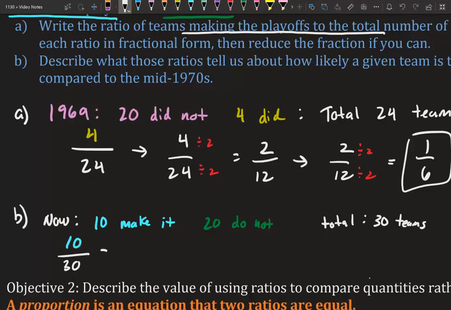This one's easy to simplify. We just cancel out the zeros. So that leaves us with 1 over 3. So nowadays, 1 out of 3 teams make it to the playoffs. Back then, 1 out of 6 teams made it to the playoffs.